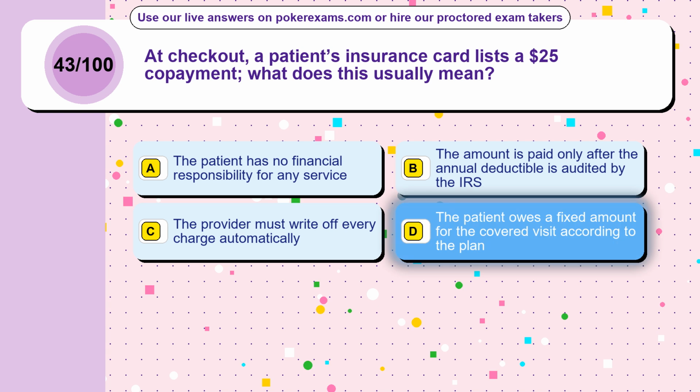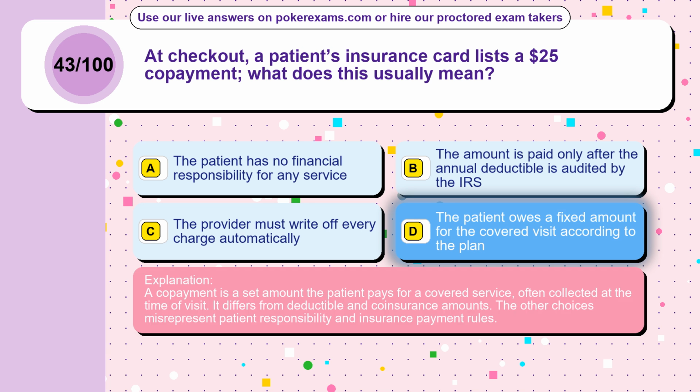The correct answer is option D. The patient owes a fixed amount for the covered visit according to the plan. A copayment is a set amount the patient pays for a covered service, often collected at the time of visit. It differs from deductible and coinsurance amounts. The other choices misrepresent patient responsibility and insurance payment rules.